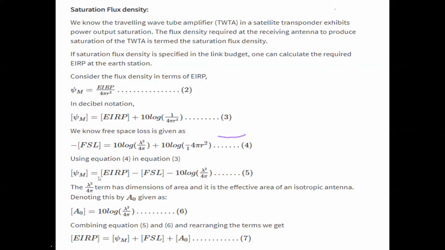Now what is my task? EIRP will not be given to me, so I need to write it in terms of flux. So I'll just interchange and find the expression of EIRP. So EIRP will be your flux density plus FSL plus 10 log of lambda by 4 pi. This term, 10 log of lambda by 4 pi, is called the effective area of an isotropic antenna and is represented by A naught. So the expression of EIRP becomes psi plus FSL plus A naught.